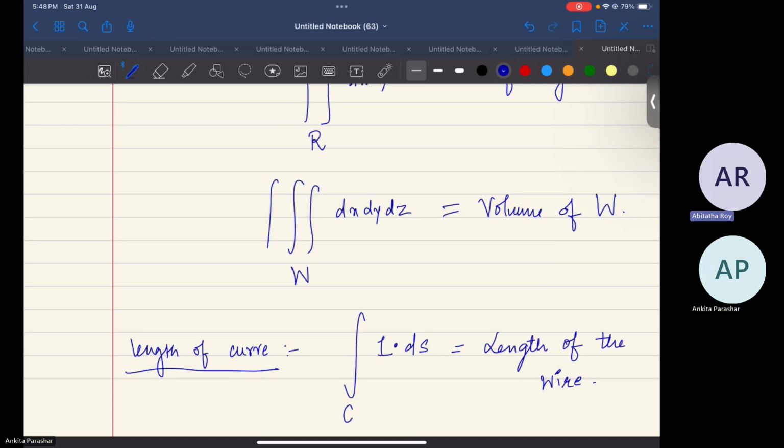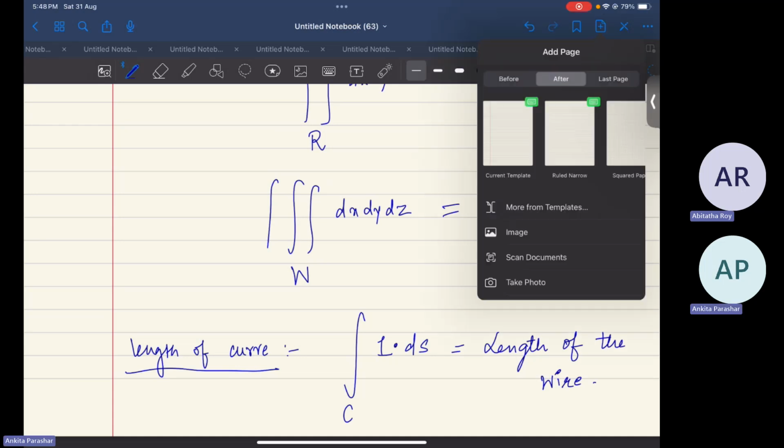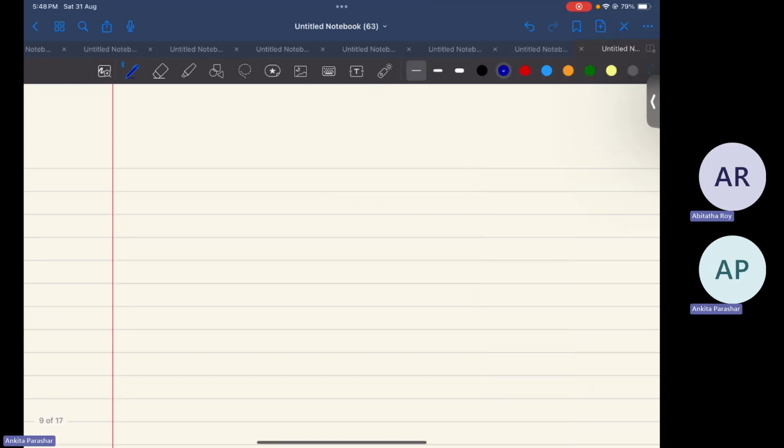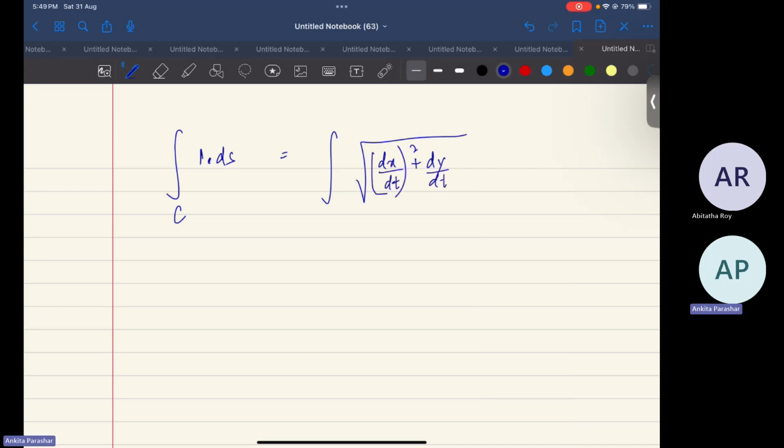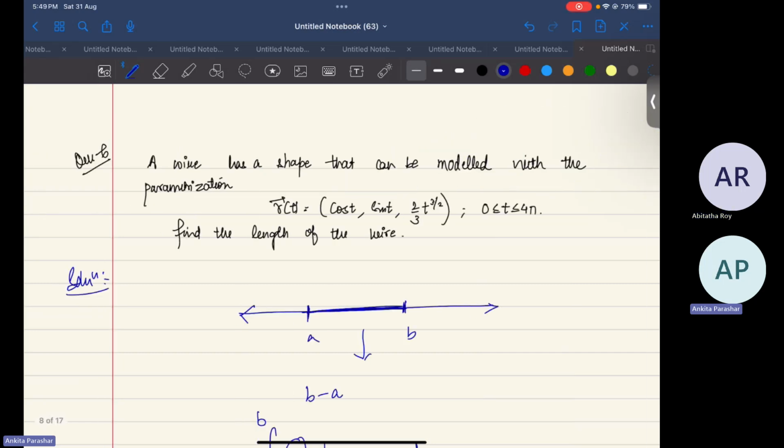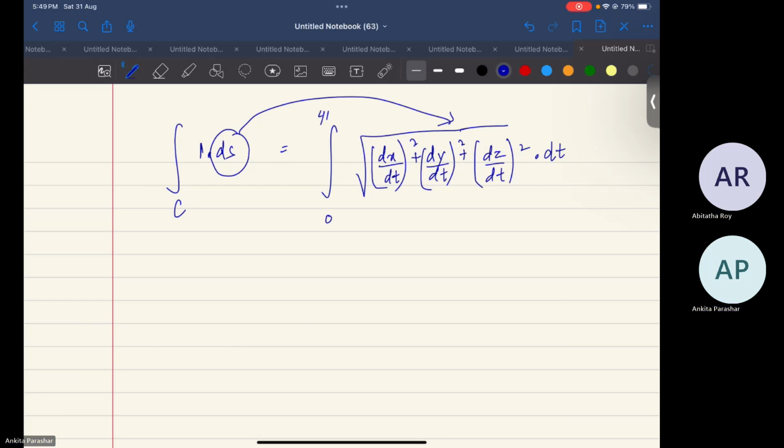And the final integral would be the integral of root of 1 plus t dt from 0 to 4 pi. So 1 dot ds over c is nothing but the square root of (dx by dt) square plus (dy by dt) square. This cannot be forgotten. You need to write all the time that ds is nothing but this times dt. And of course, you have to parameterize over the parameter t, which is 0 to 4 pi.